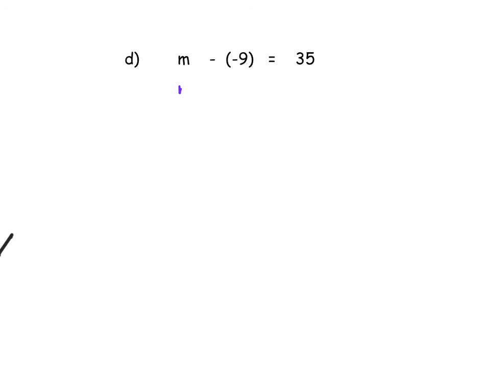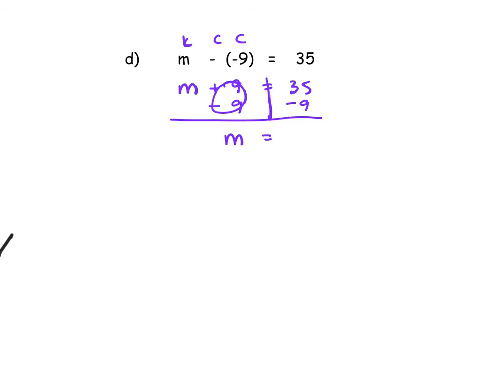All right, if we rewrite this using keep, change, change, this is what we now have on this side. Much easier to look at, much easier to solve. So we're going to draw our wall, subtract 9 on both sides. On this side, our m is isolated, and on the other side, we have to borrow. And the answer is 26. So this is our solution.